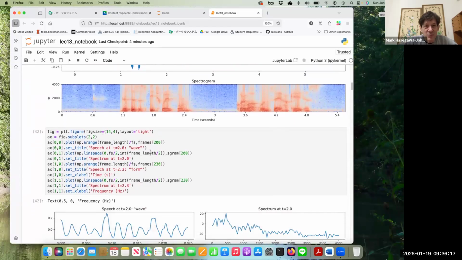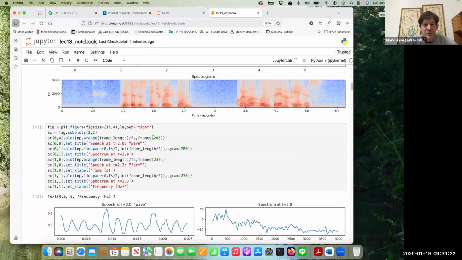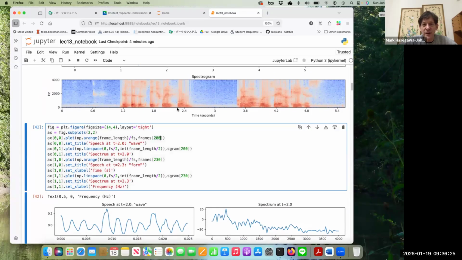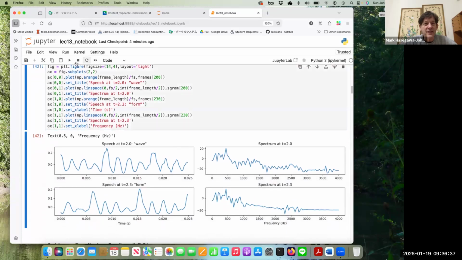That frames matrix, we're going to go through and basically choose and plot some of the frames. So let me choose frame number 200. That should be the frame that starts at about 2 seconds, right about here, the word wave. And then frame 230, that's the one that starts at about 2.3 seconds. So that's the syllable form. And so if I run this code, I get the speech, and I'm also plotting the spectrogram at frame 200 and the speech waveform at frame 200.